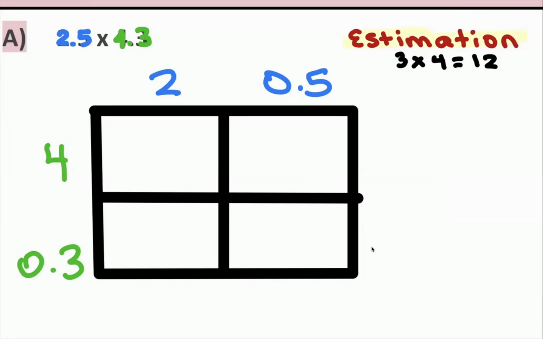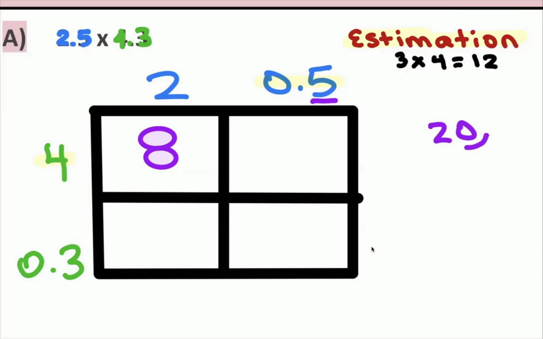Our next step is we're going to multiply our number on top and to the side. So 2 times 4 is 8. Make sure you're writing with me. Then we'll go to our next box, 5/10 times 4. Well, remember, like we practiced in the warm-up, we can just do 5 times 4 to make it an easier problem. 5 times 4 is 20, and there's one number after the decimal. So we can move our decimal back one space and get 2.